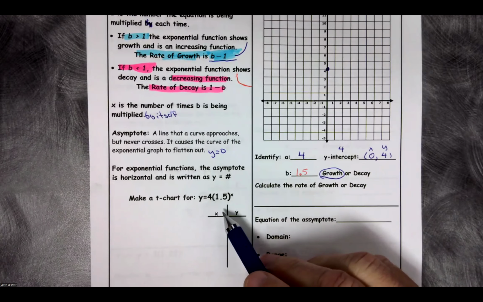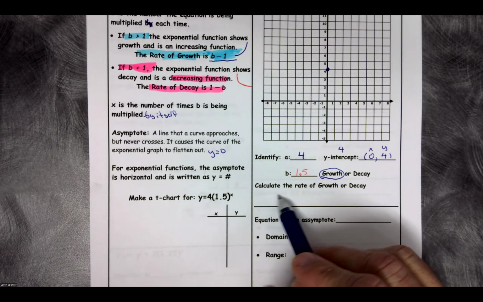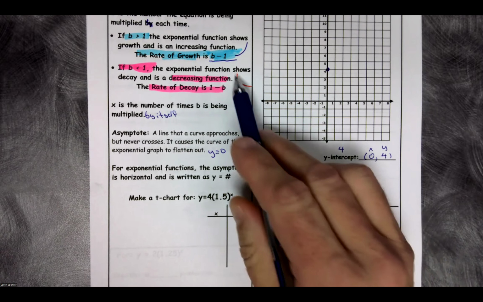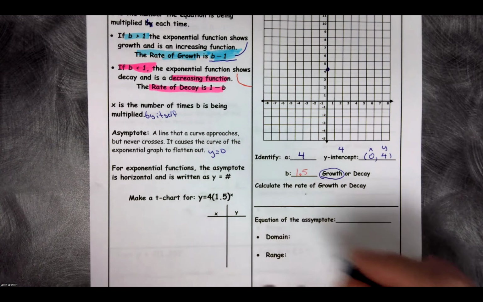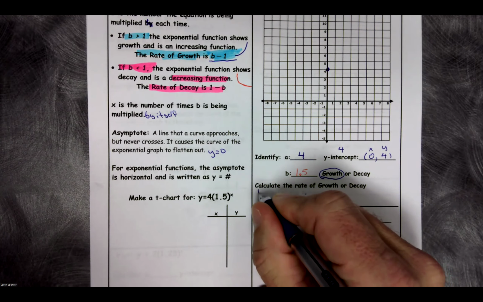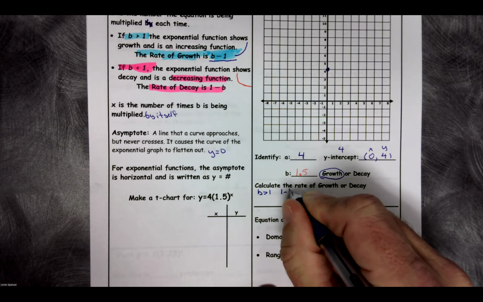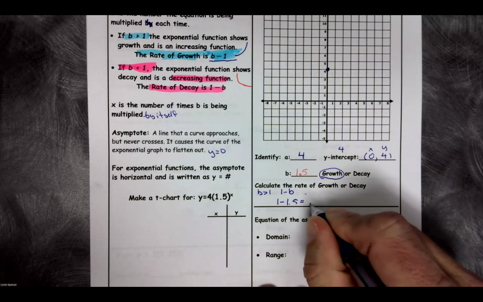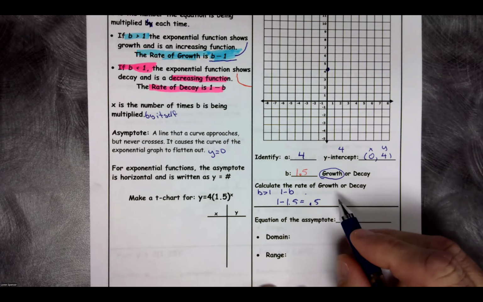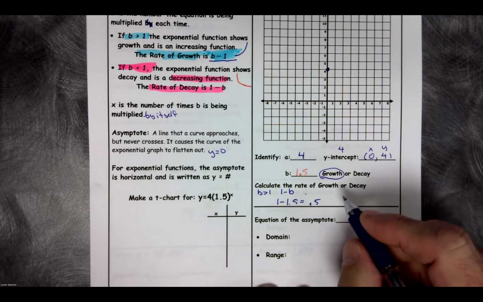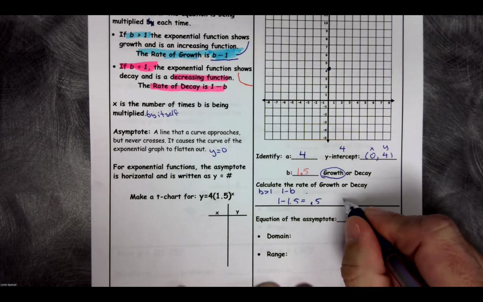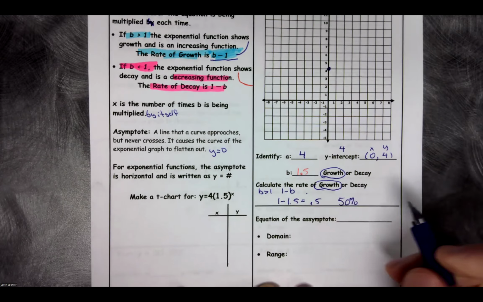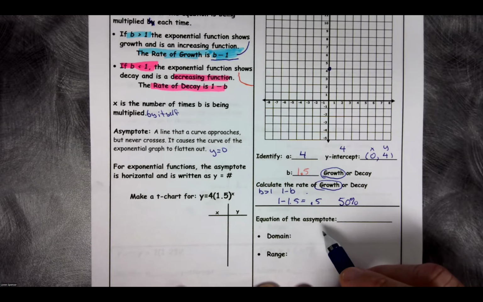The next thing we want to do is make a t-chart of values. Actually, let's calculate the rate of growth or decay. Well, we know it's a rate of growth, so we're going to have to go b minus 1. In this case, because b is greater than 1, we're going to do b minus 1. So we're going to go 1.5 minus 1 equals 0.5. And as a percent, I multiply this by 100. So if I go 0.5 times 100, I end up getting 50%. And this is a rate of growth. All right, so our growth rate is 50%.